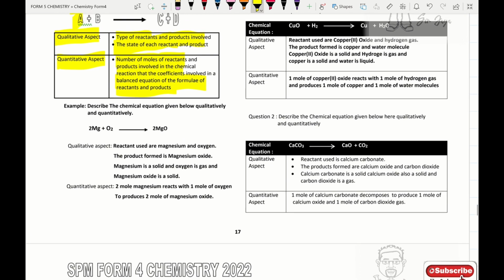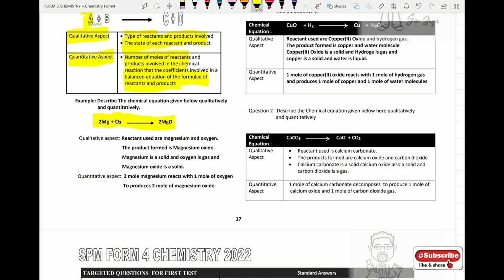For example, we try to do this one. When magnesium reacts with oxygen, we will get magnesium oxide. Please remember magnesium exists as solid, oxygen exists as gas, and magnesium oxide will be solid. So the first point, qualitative aspect. The reactants used are magnesium and oxygen. The product formed is magnesium oxide. The magnesium is a solid and the oxygen is a gas, and the magnesium oxide is solid. This will be the qualitative aspect.